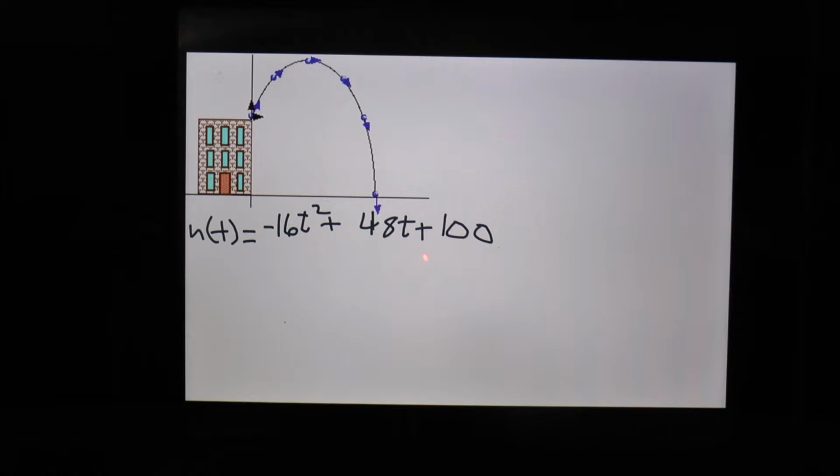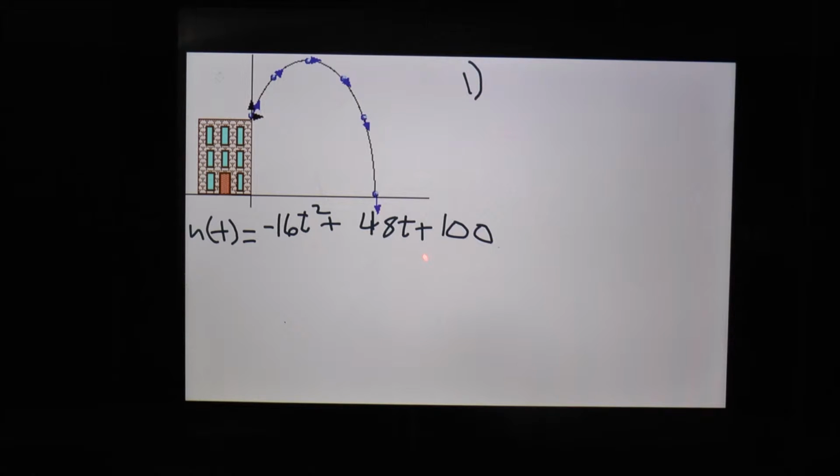Okay, let's go to the questions that are being asked. What was the release height of the ball? Didn't you just say that the plus 100 meant the height of the building, the platform? Yes, so plus 100 would be how high the person was that threw the ball. So that would be your answer to number 1. Okay, well that was easy.